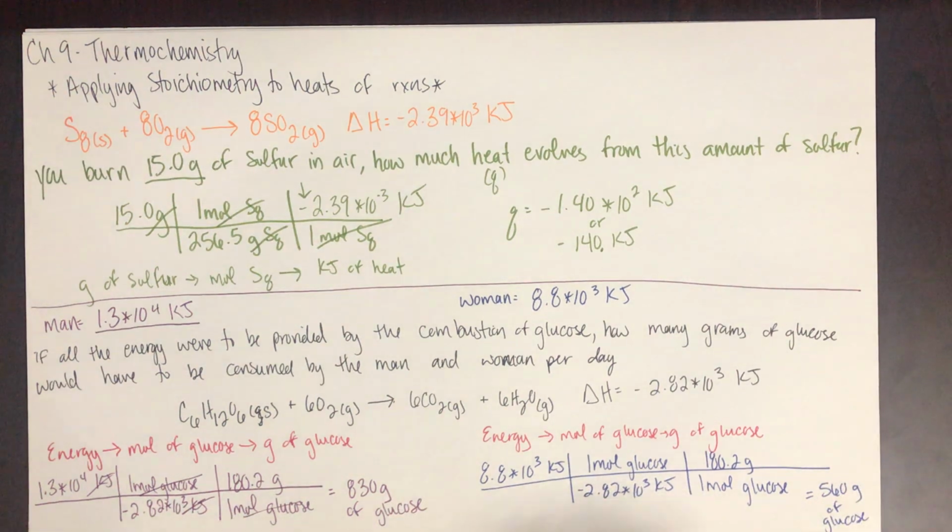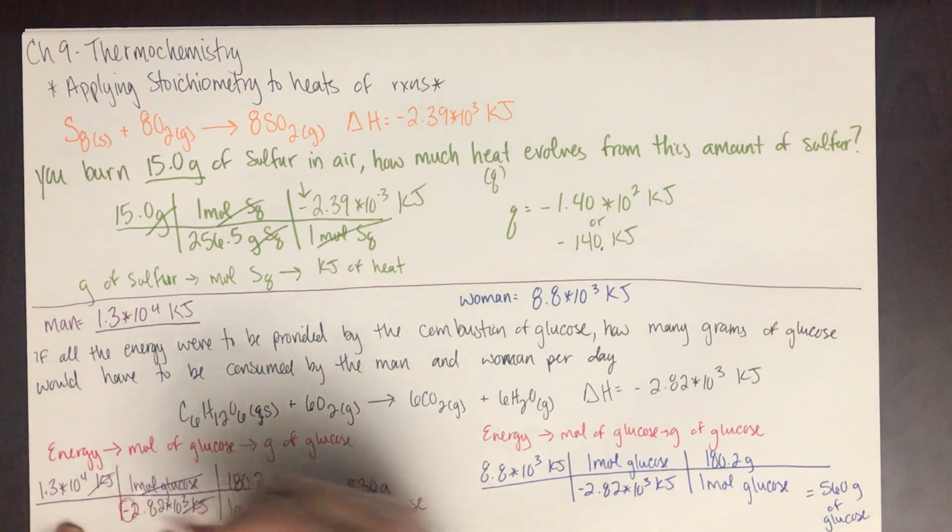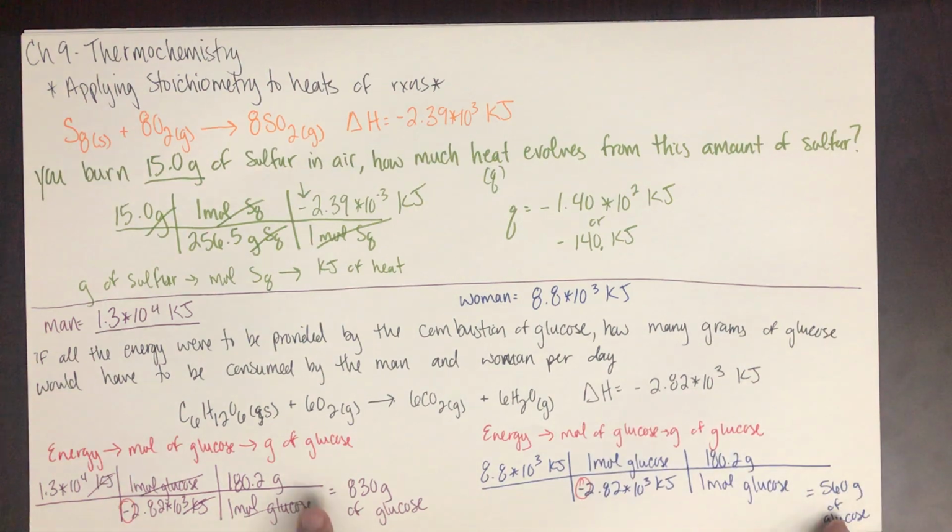So something that you might be wondering is, well, what happened to this negative sign here? Obviously, we can't have a negative mass. We can't have a negative number of grams. Remember, this negative number here means that that energy is being given off. It does not make the number of grams negative. So you always need to be thinking about the signs of your energy and what it's telling you about the reaction, but also apply it only where it makes sense.